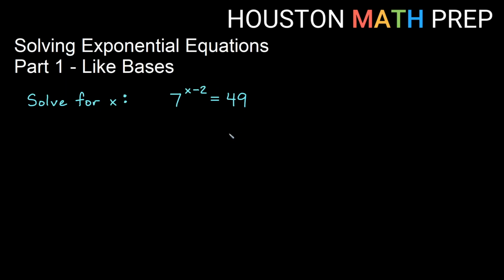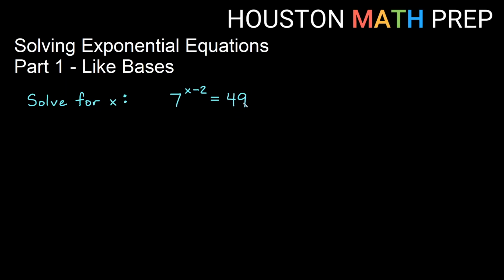Now, you might just be able to look at this and see it, but let's keep with our method here. The difference with this one, though, is I don't have an exponential equals an exponential. But what I should probably notice is that 49 is definitely a power of 7, and it's almost certainly a power that you know off the top of your head, right?